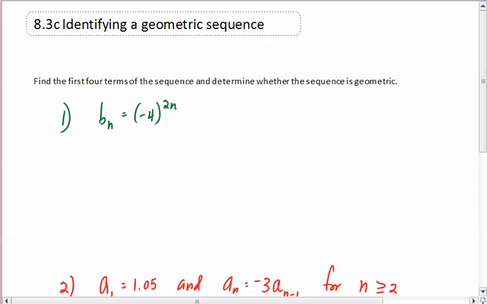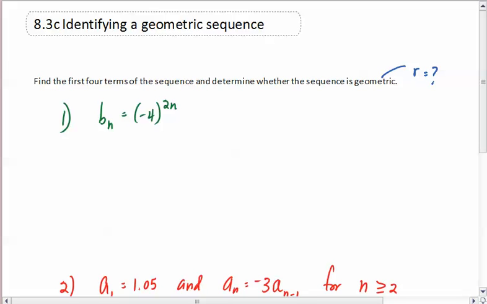Let's take a look at identifying a geometric sequence. We're going to find the first four terms of the sequence. It doesn't say it's geometric, so we're going to determine whether the sequence is geometric. Based on the last video you watched, 8.3b, you know that a geometric sequence has to have a common ratio. So we're basically going to be looking: does this have a common ratio? In order to find out, we're going to get some of the terms of the sequence.